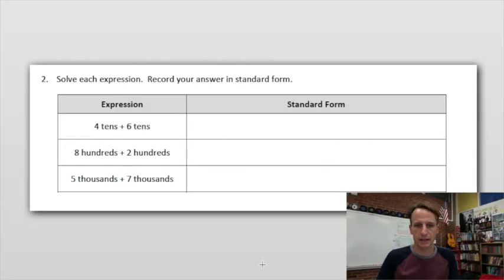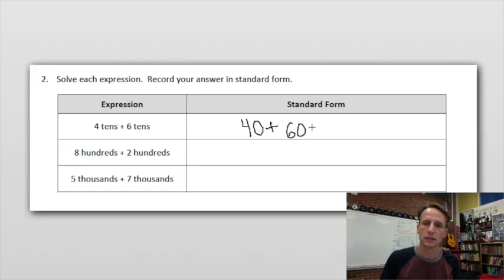All right, let's hit number 2 now. So our instructions are to solve each expression. Record your answer in standard form. And standard form is just the usual way of writing numbers, the standard way, the usual way. So our expression here to start with is 4 tens and 6 tens. Well, so that would be 4 tens, a 4 in the tens place, its value is, that's right, 40. And 6 tens. So we have 6 in the tens place, its value is, there you go, 60. And of course, when you put these together, what is our single number in standard form? 40 and 60. 4 tens and 6 tens would be 10 tens. 10 tens is equal to 100.